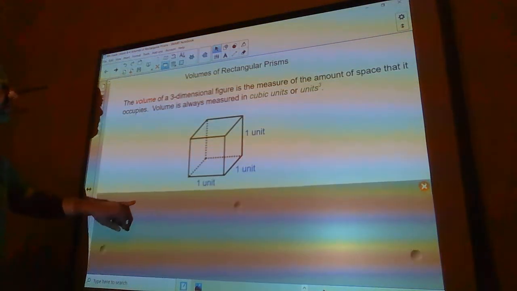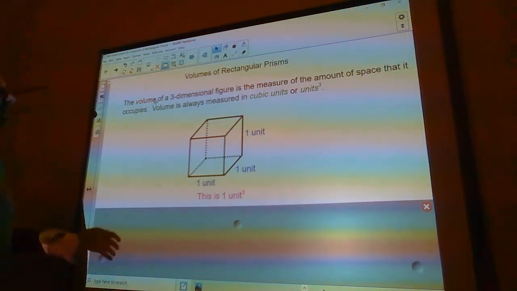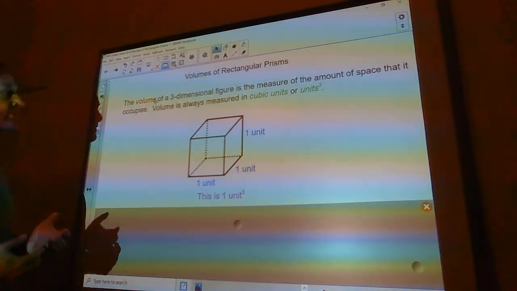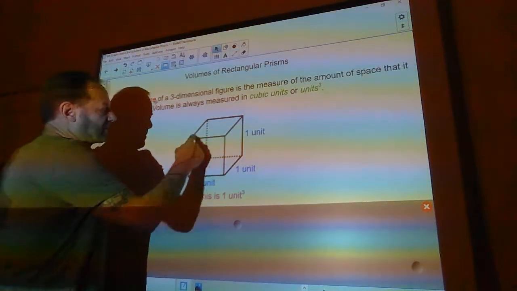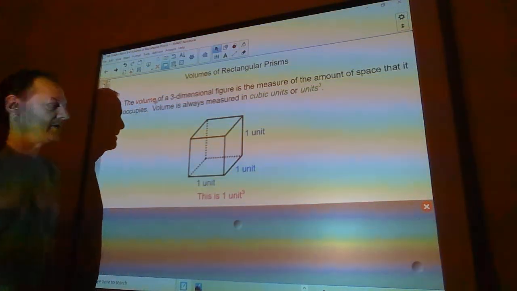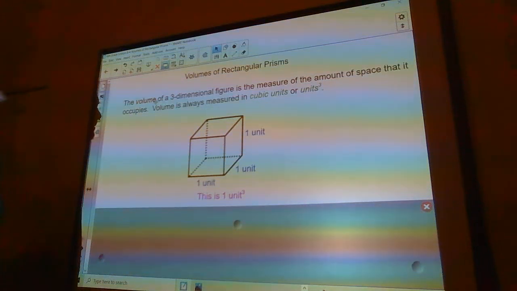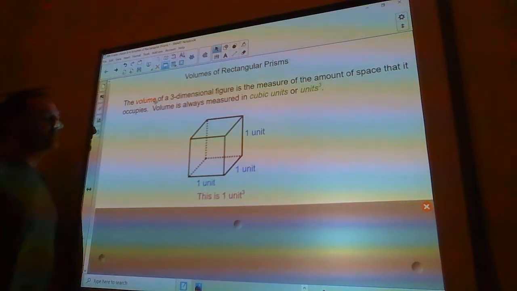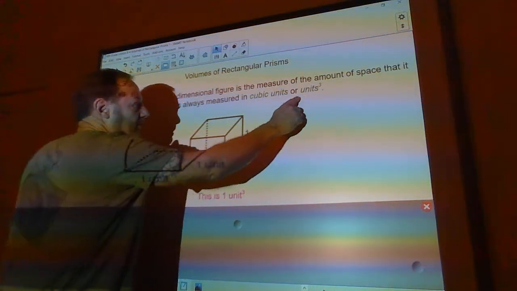Okay, so the volume of a three-dimensional figure is the measure of the amount of space that it occupies. So it's how much stuff you could fit inside this box. If it was hollow and I was filling it with liquid or sand or anything, how much stuff could I fit in there? Okay, and volume is always measured in cubic units or units cubed.